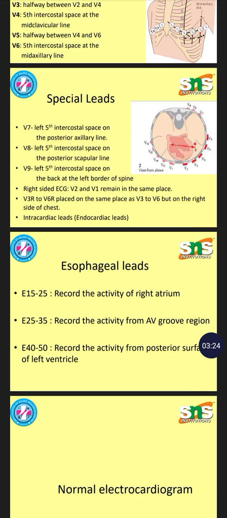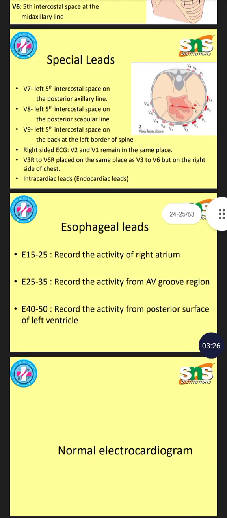Right-sided ECG, V2 and V1 remain in the same place. V3R to V6R are placed in the same place as V3 to V6 but on the right side of the chest. Endocardiac leads.